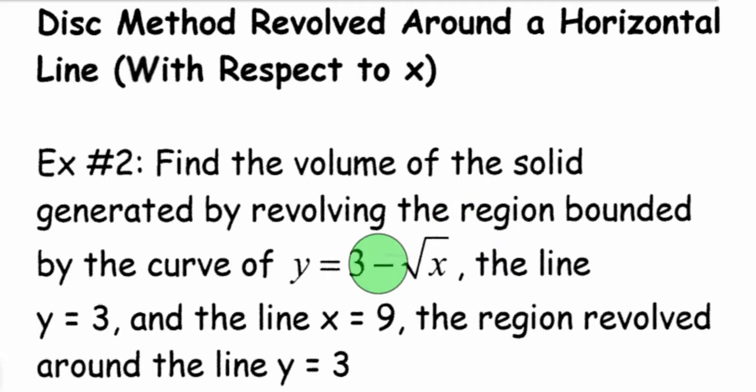We're going to take a look at another disk method question, and we're going to be revolving it around a horizontal line again, which means, again, it should be in terms of x. Let's go ahead and read this question together.